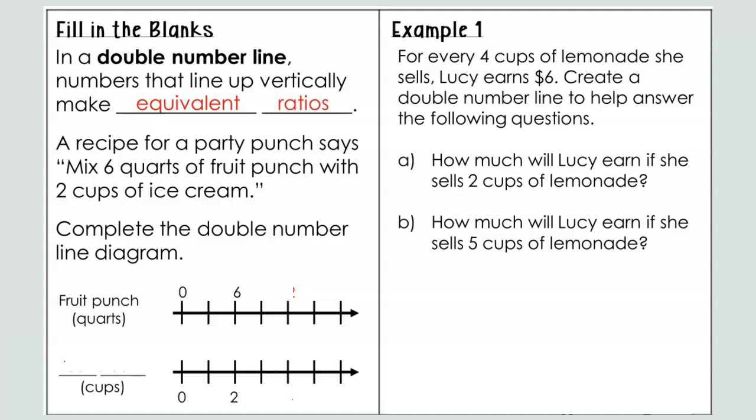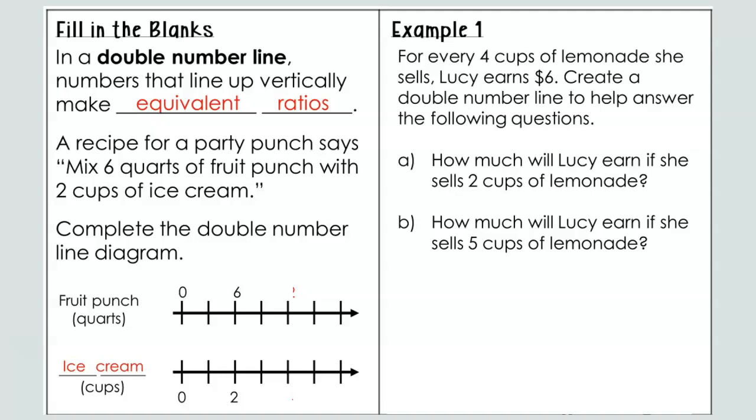A recipe for a party punch says to mix 6 quarts of fruit punch with 2 cups of ice cream. Complete the double number line. So on the top number line we have fruit punch. On the bottom we are going to put the ice cream. Notice they also put the units as quarts and cups, so you know what your units are right away.